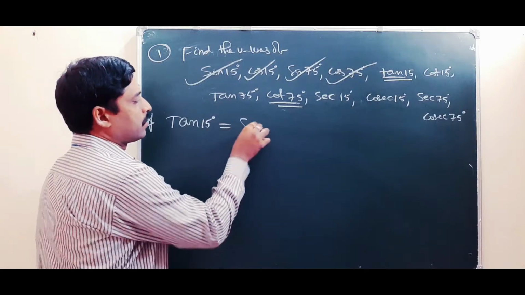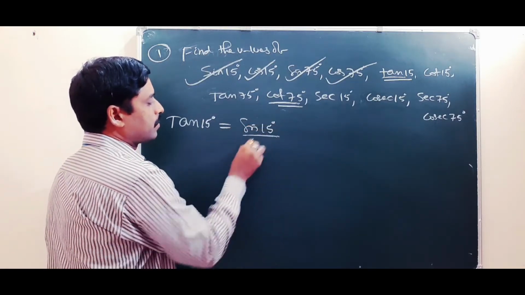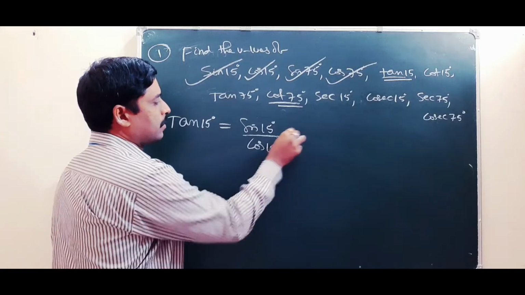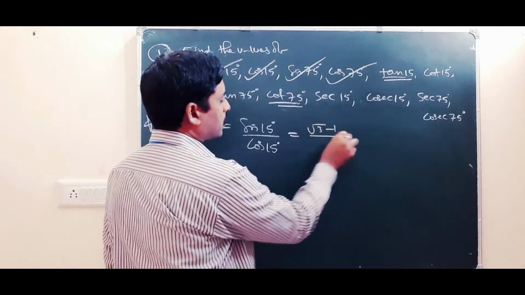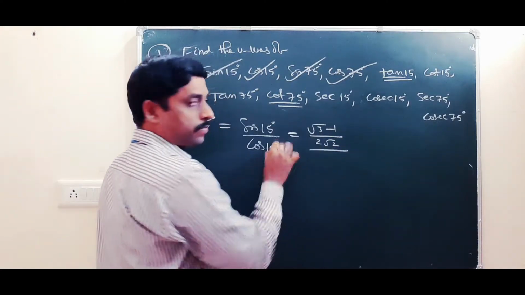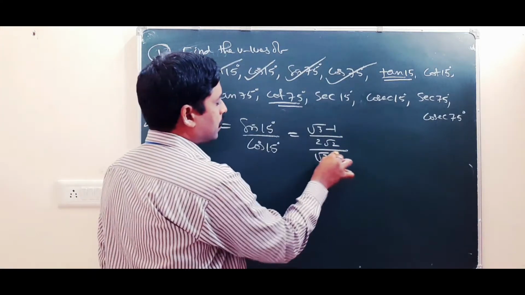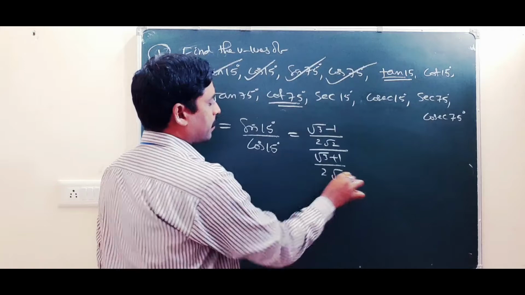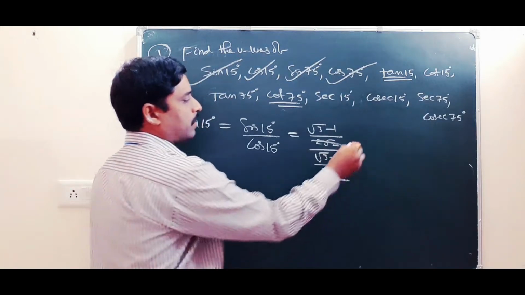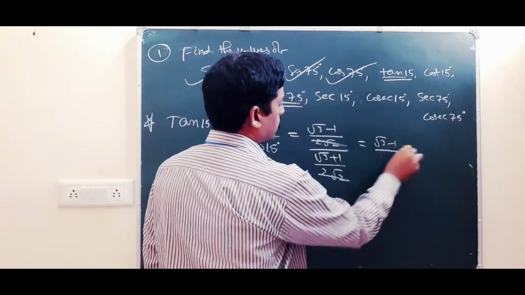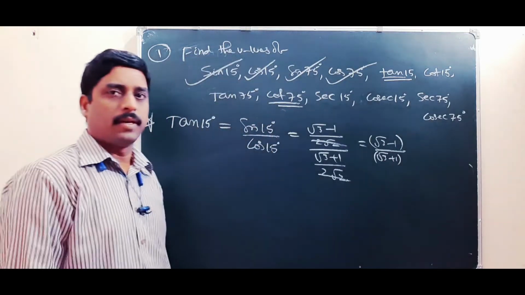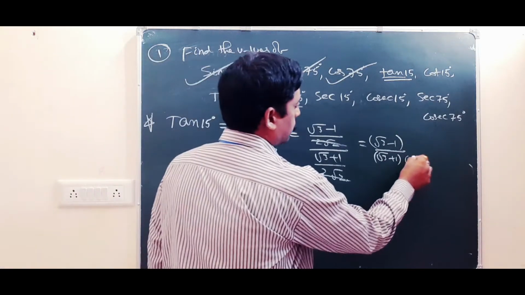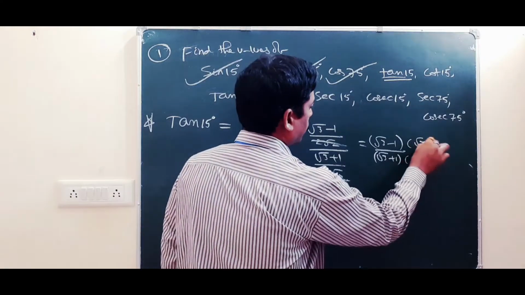Tan 15 we have sin 15 by cos 15. Sin 15 value we have root 3 minus 1 by 2 root 2. Cos 15 value root 3 plus 1 by 2 root 2. Okay, so 2 root 2 get cancelled. What is this value? Root 3 minus 1 by root 3 plus 1. Okay, let us do denominator rationalization. So root 3 minus 1, divide and multiply.